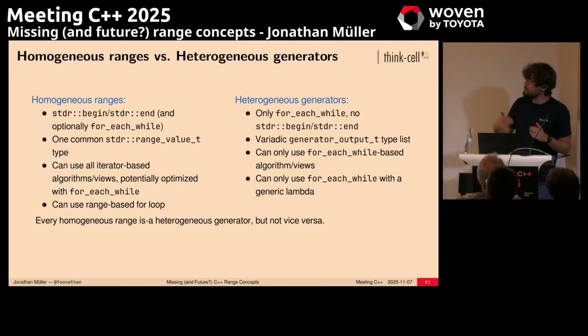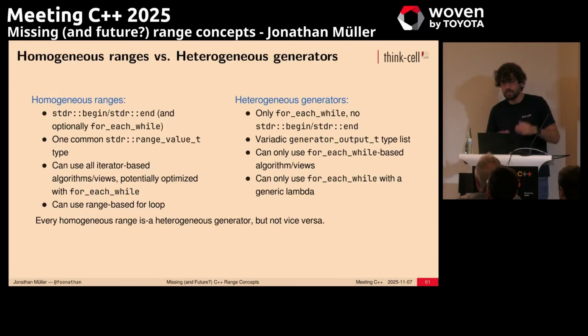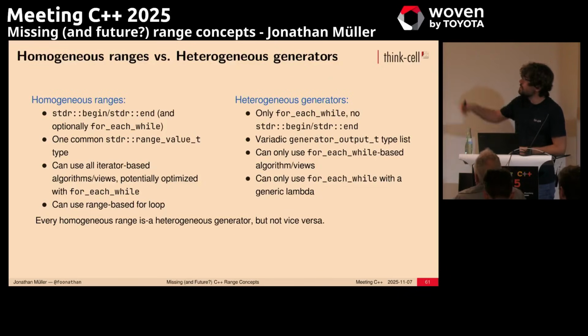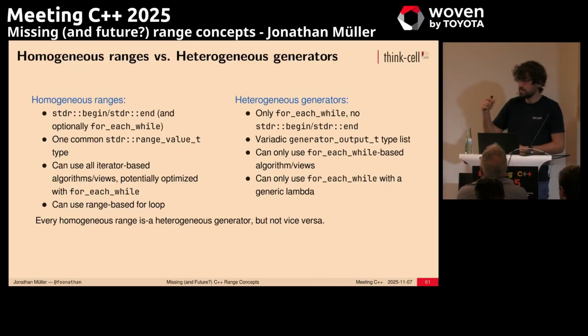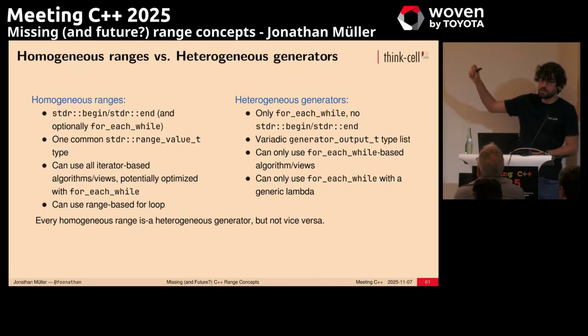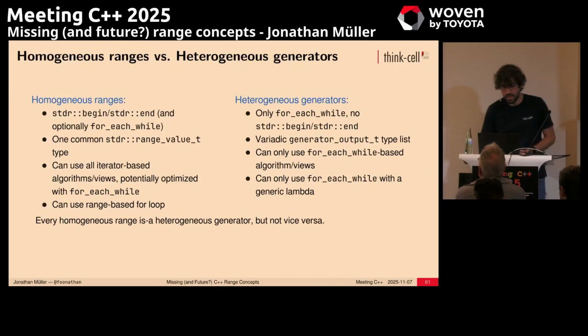So homogeneous ranges have begin, end, and optionally for each while, and one common std range value type. With a heterogeneous generator, you only have for each while. You can't implement iterators. And instead of a single type, you have a variadic type list. We call it the generator output.